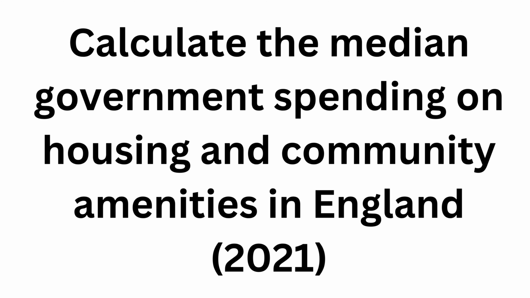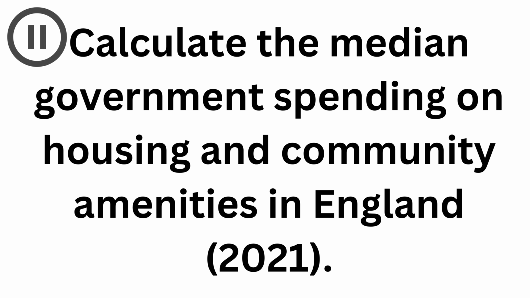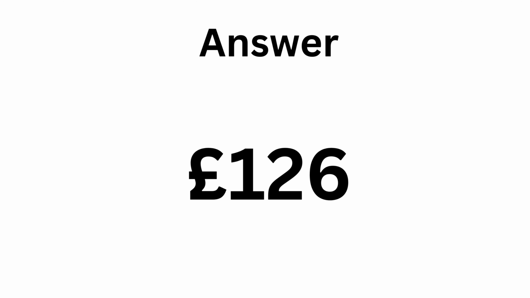Pause the video while you calculate the median government spending on housing and community amenities in England from the table on page 2. The correct answer is £126. Notice how we included the pound sign as the data is expressed in pounds.